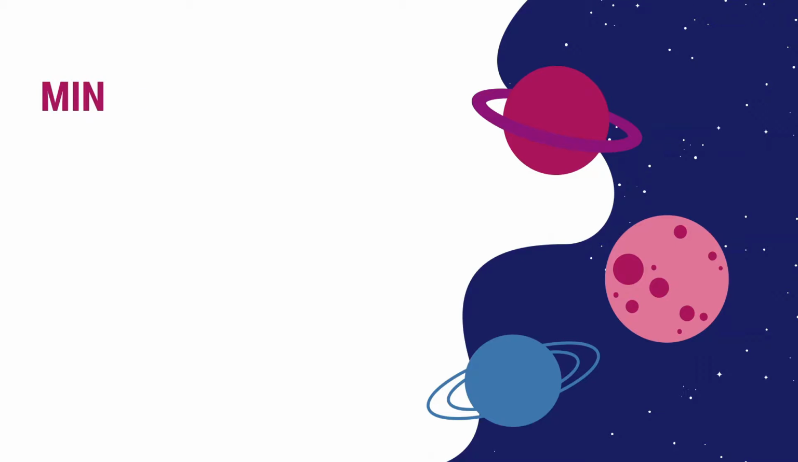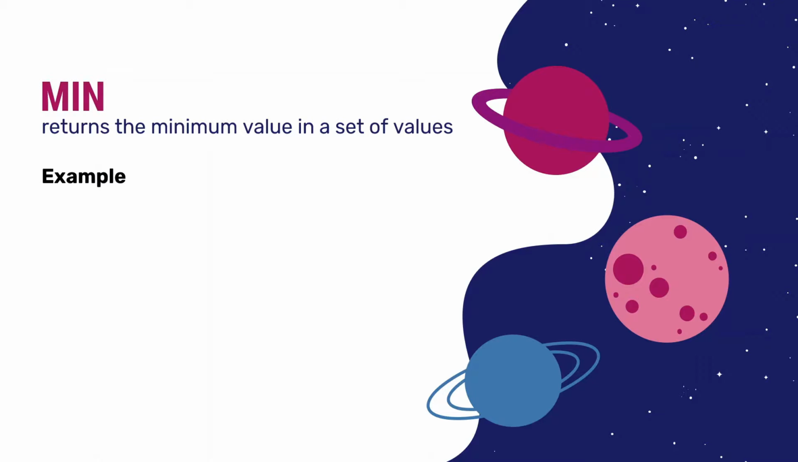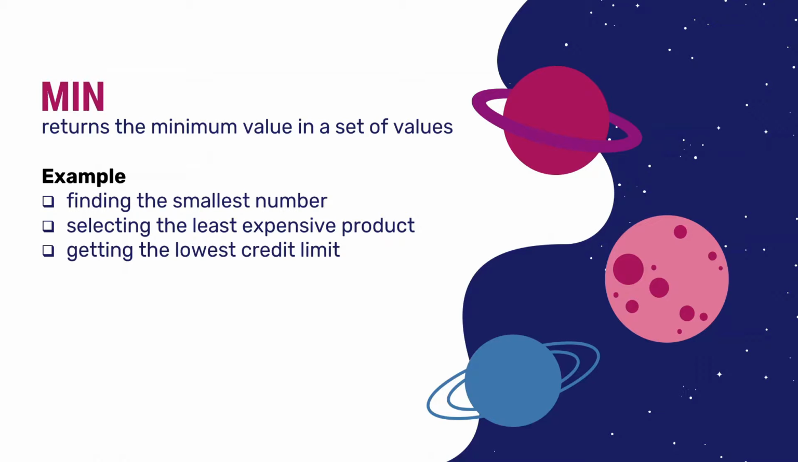And the second is the min function. The min function returns the minimum value in a set of values. The min function is very useful in some scenarios, such as for finding the smallest number, selecting the least expensive product, and getting the lowest credit limit.